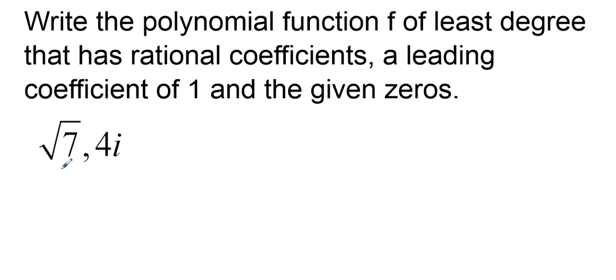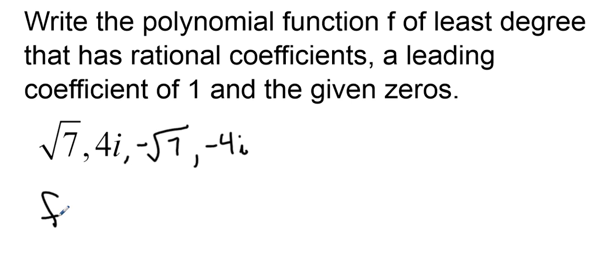Now, we have to understand that whenever we have these zeros of a polynomial, they come in conjugate pairs. So if I have the square root of 7, I know I'm going to have the negative square root of 7. And if I have 4i, I'll also have the opposite of that, or the conjugate, which is negative 4i.